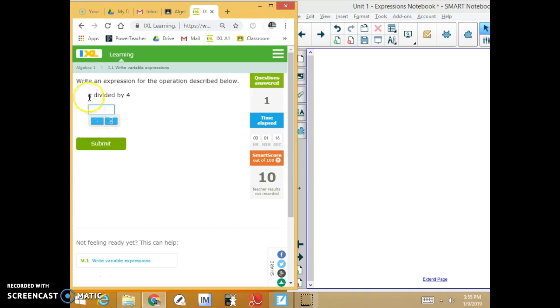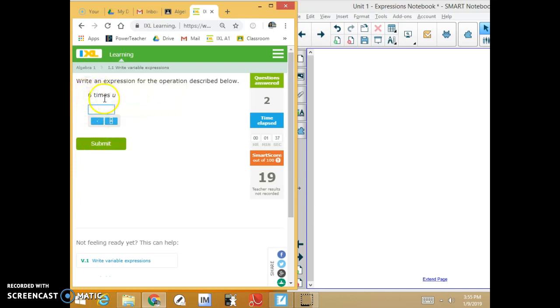This next one says q divided by 4. Well, if q is divided by, that means that q is in the numerator. So if I want a numerator, I'm going to take q, and it needs to be divided by 4. So I take q and I split it into 4 equal parts.